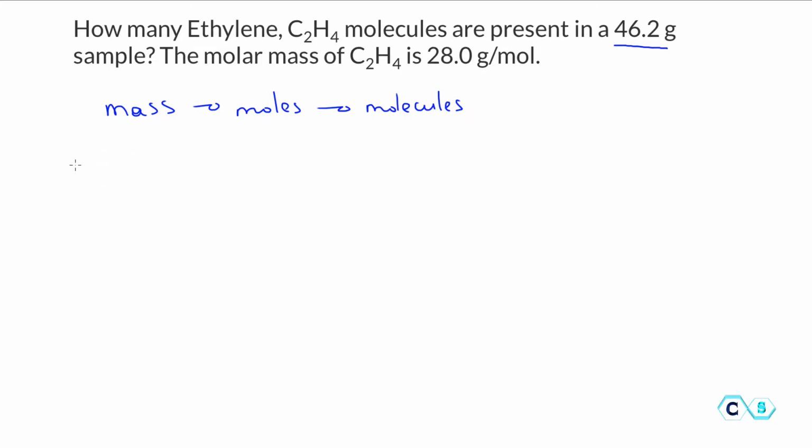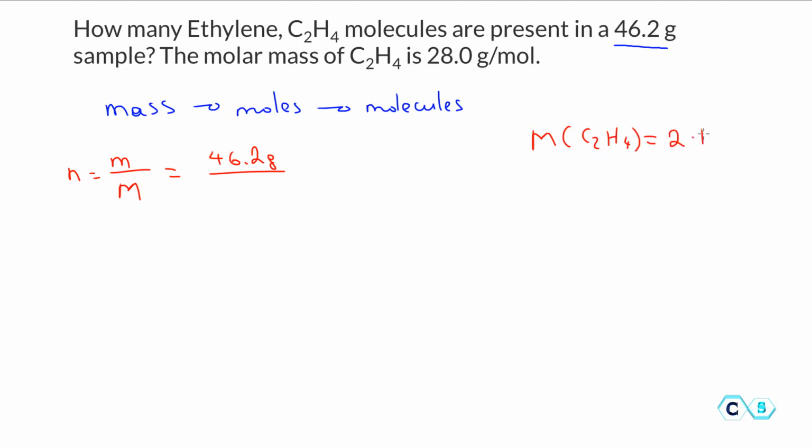Step 1. Let's find the moles. Moles are equal to the mass over the molar mass. So we have 46.2 grams, and we need to divide by the molar mass of ethylene.